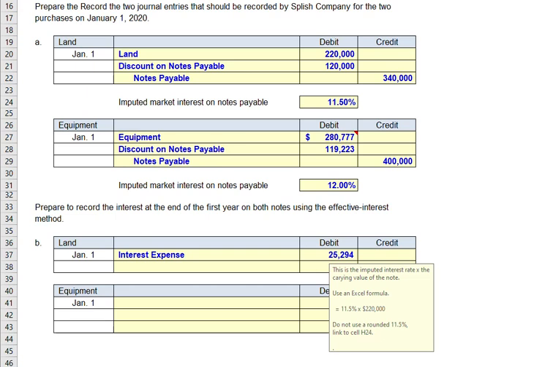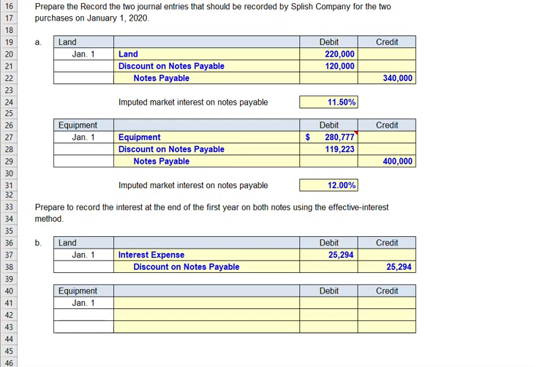Of course, the other half of our journal entry then is simply a $25,294 credit to the discount on the notes payable. In other words, we're increasing the liability by the amount of the interest expense that we're currently not paying.